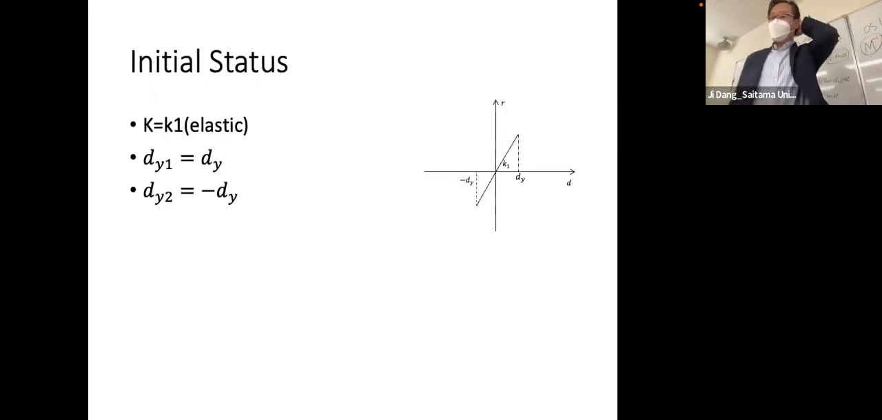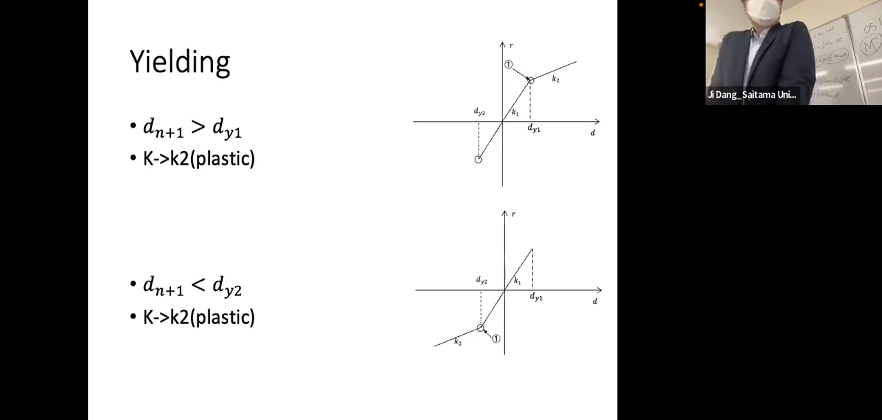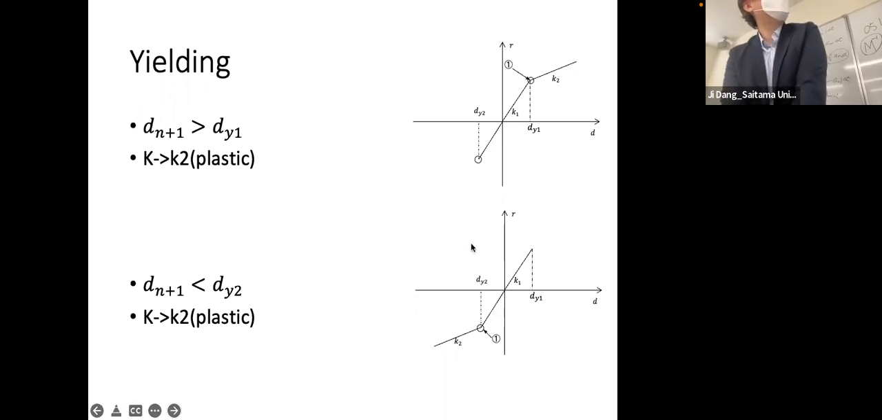So in the beginning, when you are in the elastic status, the range of elastic status is dy1 equals dy and dy2 equals minus dy, where dy1 is the positive side of the yielding point, and dy2 is the minus side of the yielding point. And we get d(n+1) once we are on the positive side, right? Once d(n+1) is larger than dy1, the positive side of displacement, then it will be yielding. Or on the other side, d(n+1) smaller than dy2, okay? In this kind of case, on the positive side you cross dy1, right? Or on the negative side, you cross dy2.